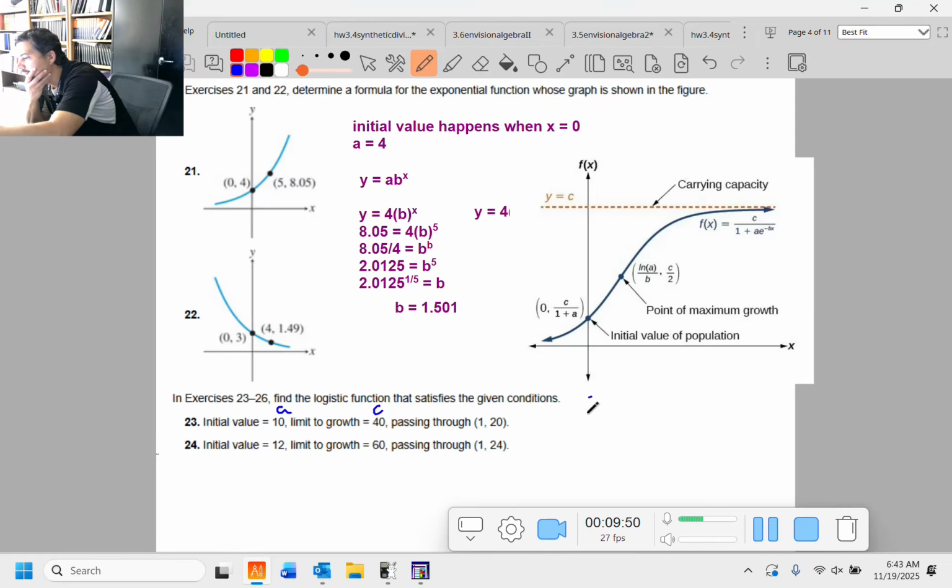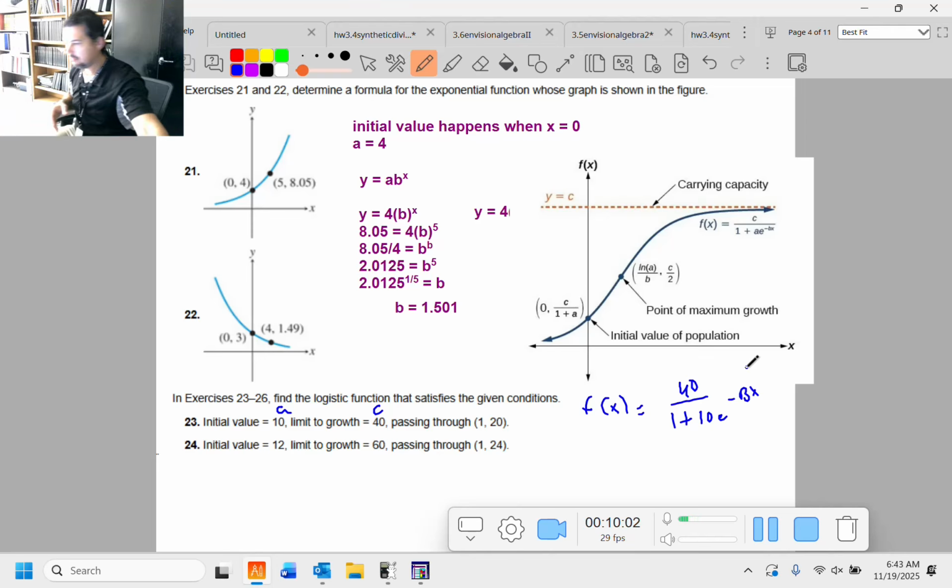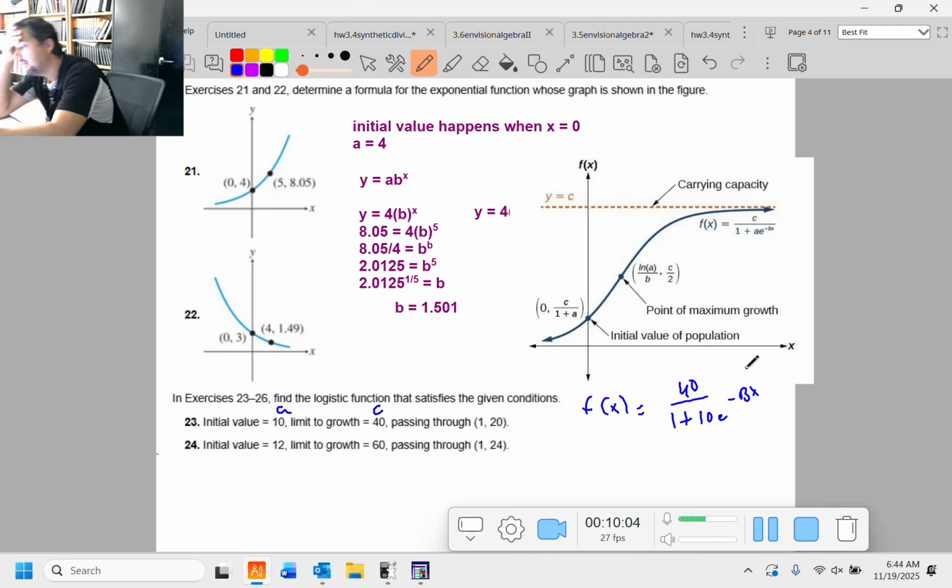And we will have f of x equals 40 over 1 plus 10 e to the negative bx. Now, I know it passes through 1, 20, so this gives me an x and a y. I don't know if this is the maximum growth point or not. I have a hunch that it is because it's right through the middle. So I wouldn't be too surprised by that. Anyways, we're going to plug the numbers in. Y is 20 when x is 1.